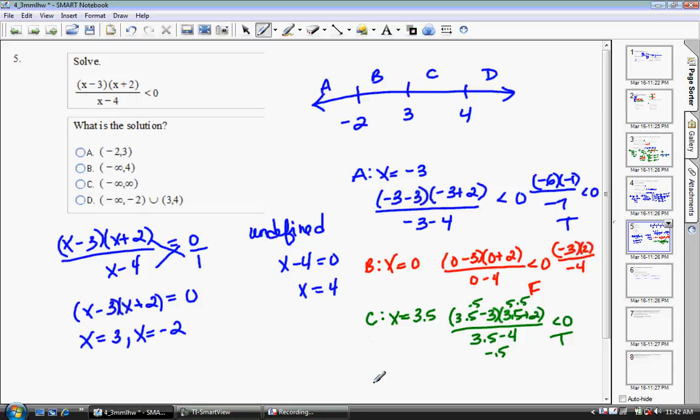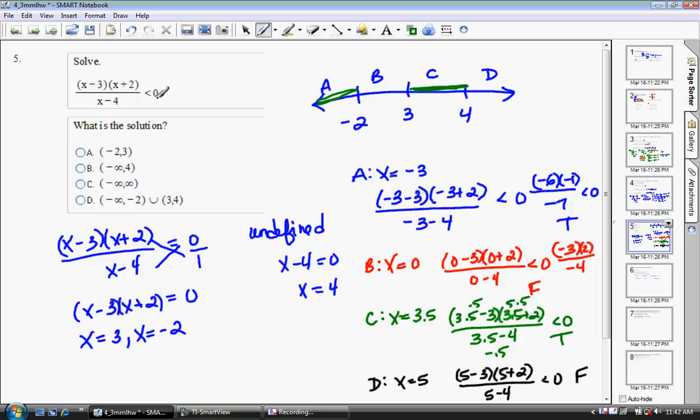And then lastly, out of region D, we need to choose something larger than 4, so maybe we choose 5. So is 5 minus 3 times 5 plus 2 over 5 minus 4, is that less than 0? So what is that? 2 times 7 is 14, divided by 1 is 14, which is not less than 0. So the only thing that satisfied it was region A and region C.